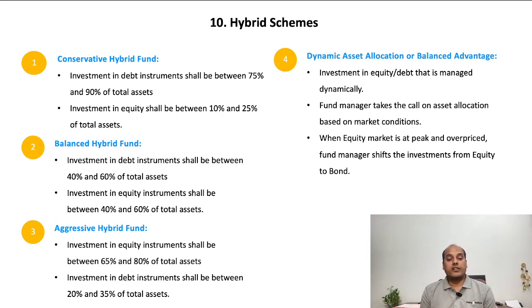Aggressive hybrid fund says that investment into equity should be 65% to 80% of the total assets, and the remaining can be in debt instruments. And the fourth one comes, which is dynamic asset allocation or the balanced advantage.